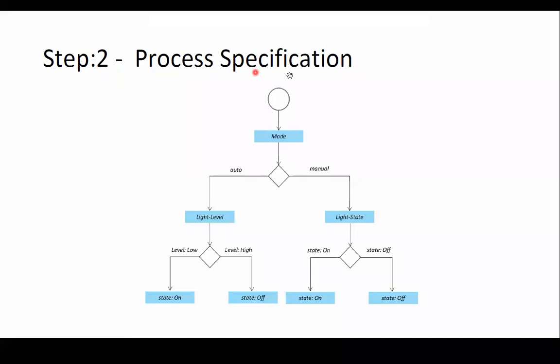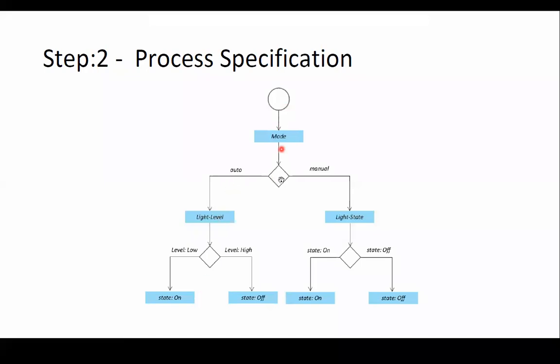Step two will be process specification. So what different processes are available in home automation? As we discussed, there can be two modes: number one, auto mode, and number two, manual mode. In auto mode, the light level will be checked. If the level is low, the state will be on. And if the light level is high, the lights will automatically turn off. So this is auto mode.